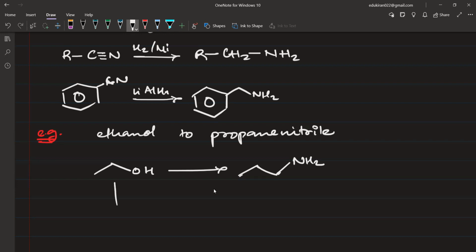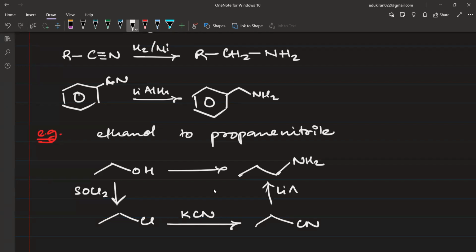So what we can do, first of all, haloalkane, SOCl2, this will convert to Cl. Then I will convert this to nitrile, KCN. And once I got nitrile, I will just add LiAlH4. I will get NH2. Please write this down. The ascent of carbon atoms, 1 carbon more.